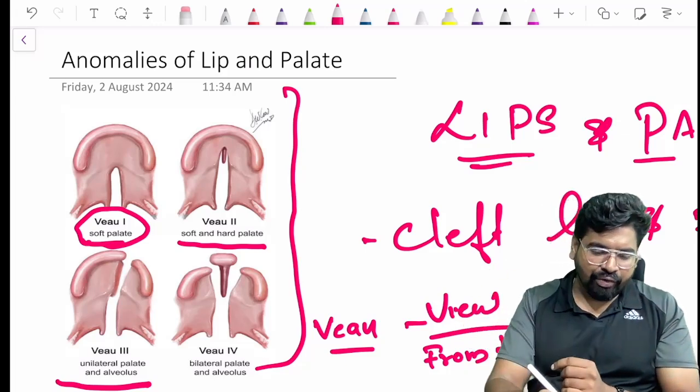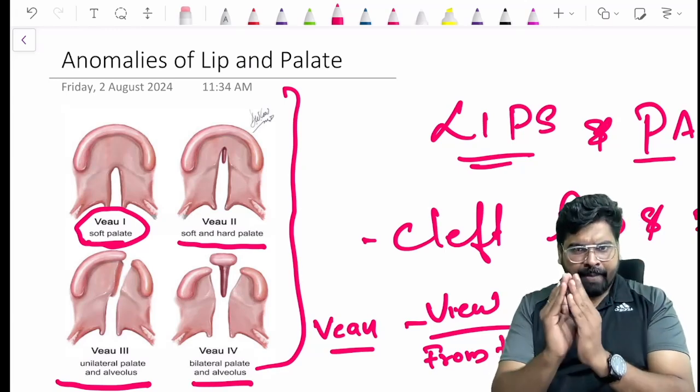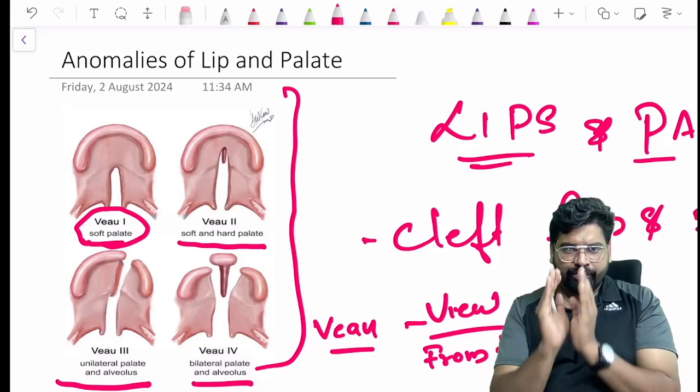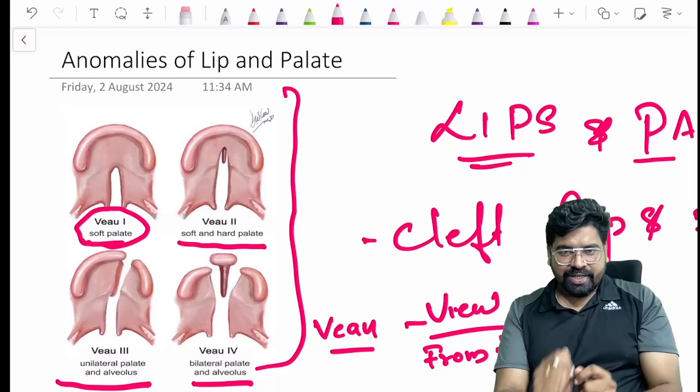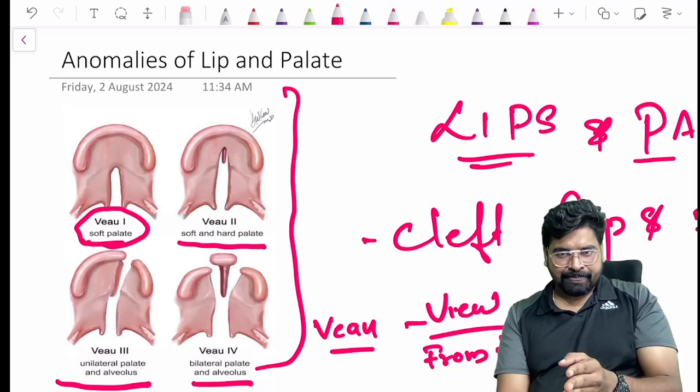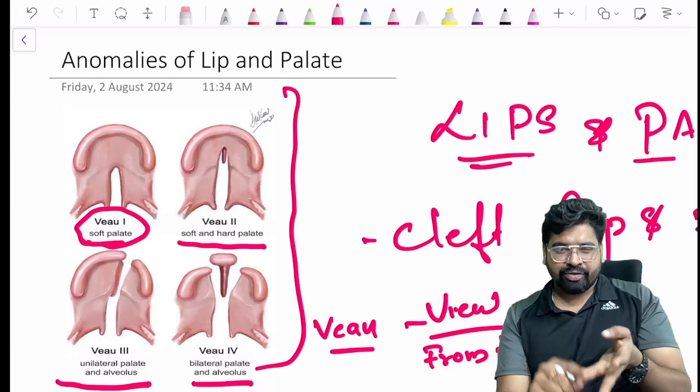Okay, and view 4 is soft palate, hard palate, and bilateral cleft lip. Got it. So this is the view from the back. Now, this question was asked in your NEET examination. View type 4 is unilateral cleft or soft palate cleft.